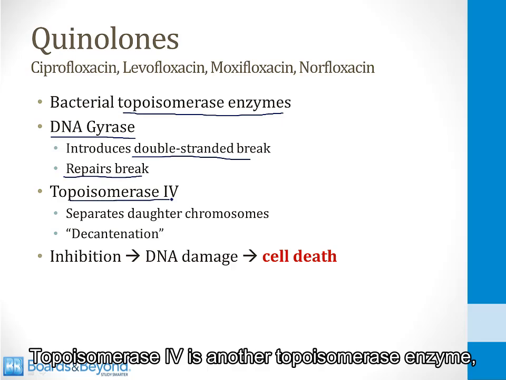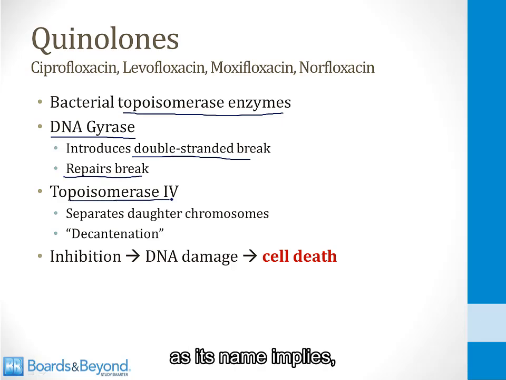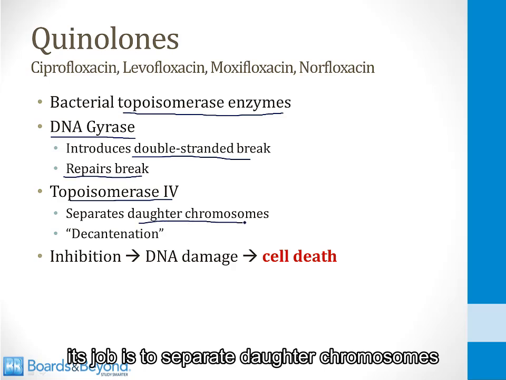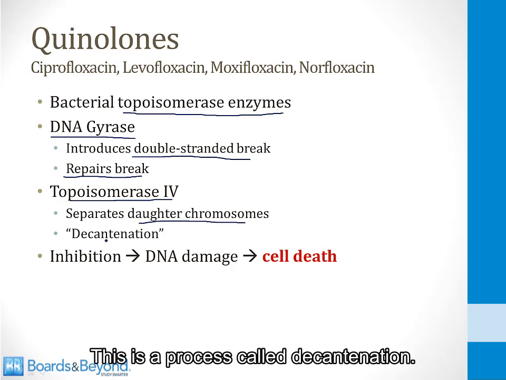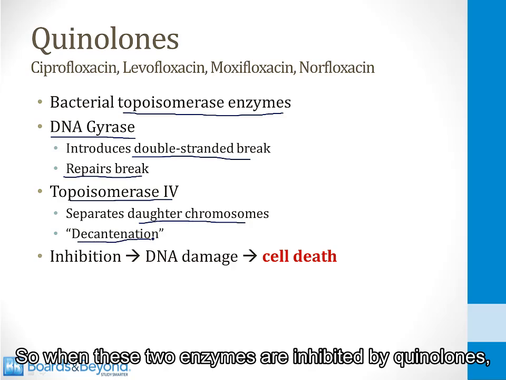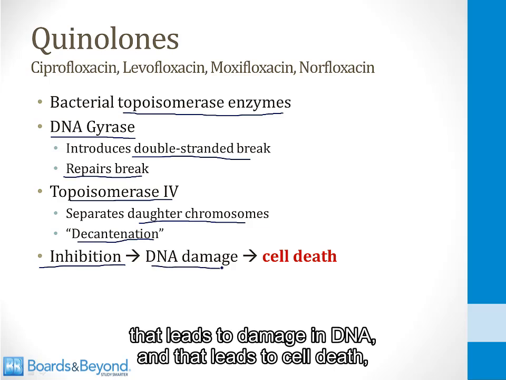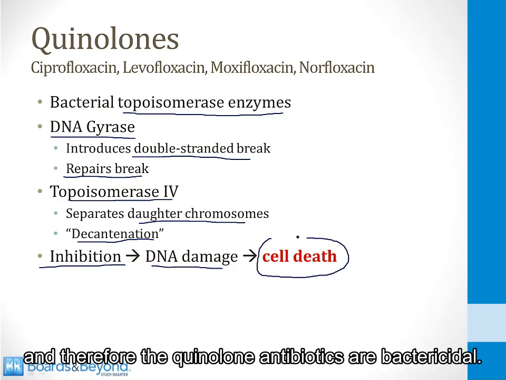Topoisomerase 4 is another topoisomerase enzyme, as its name implies. Its job is to separate daughter chromosomes from one another. This is a process called decatenation. So when these two enzymes are inhibited by quinolones, that leads to damage in DNA, and that leads to cell death, and therefore the quinolone antibiotics are bactericidal.